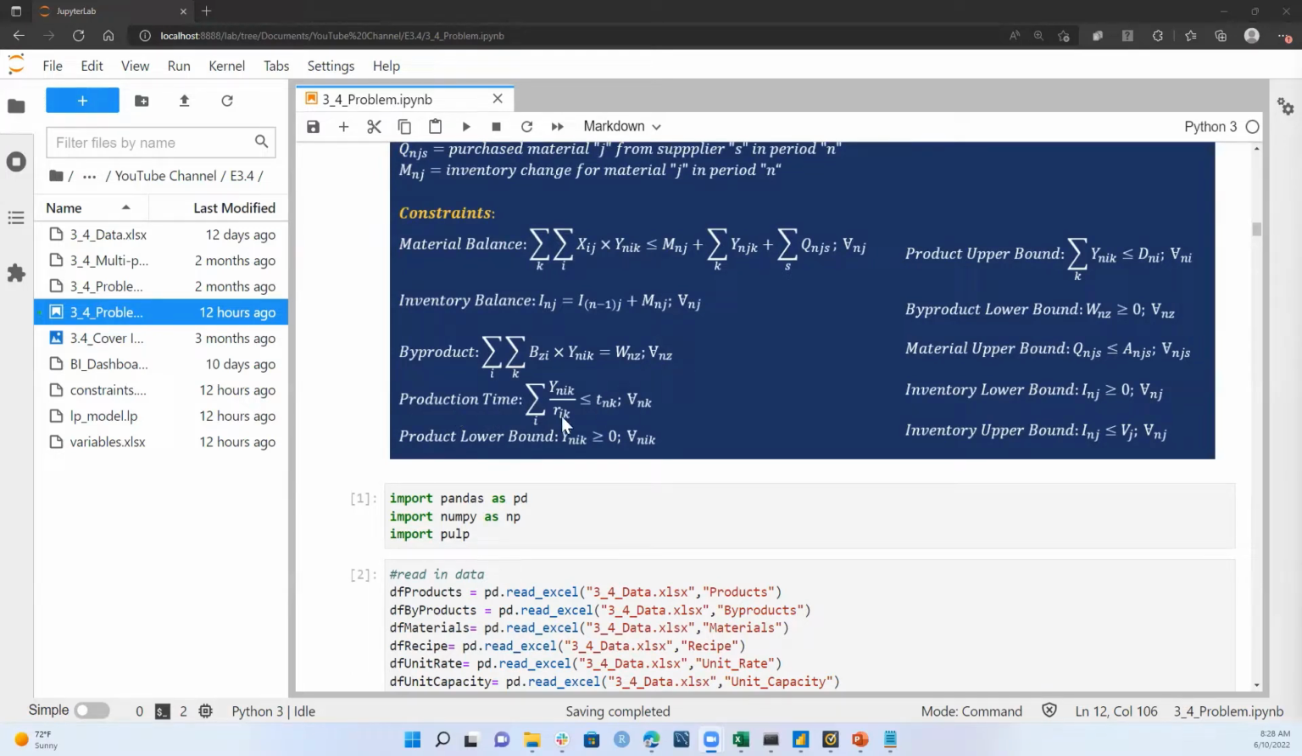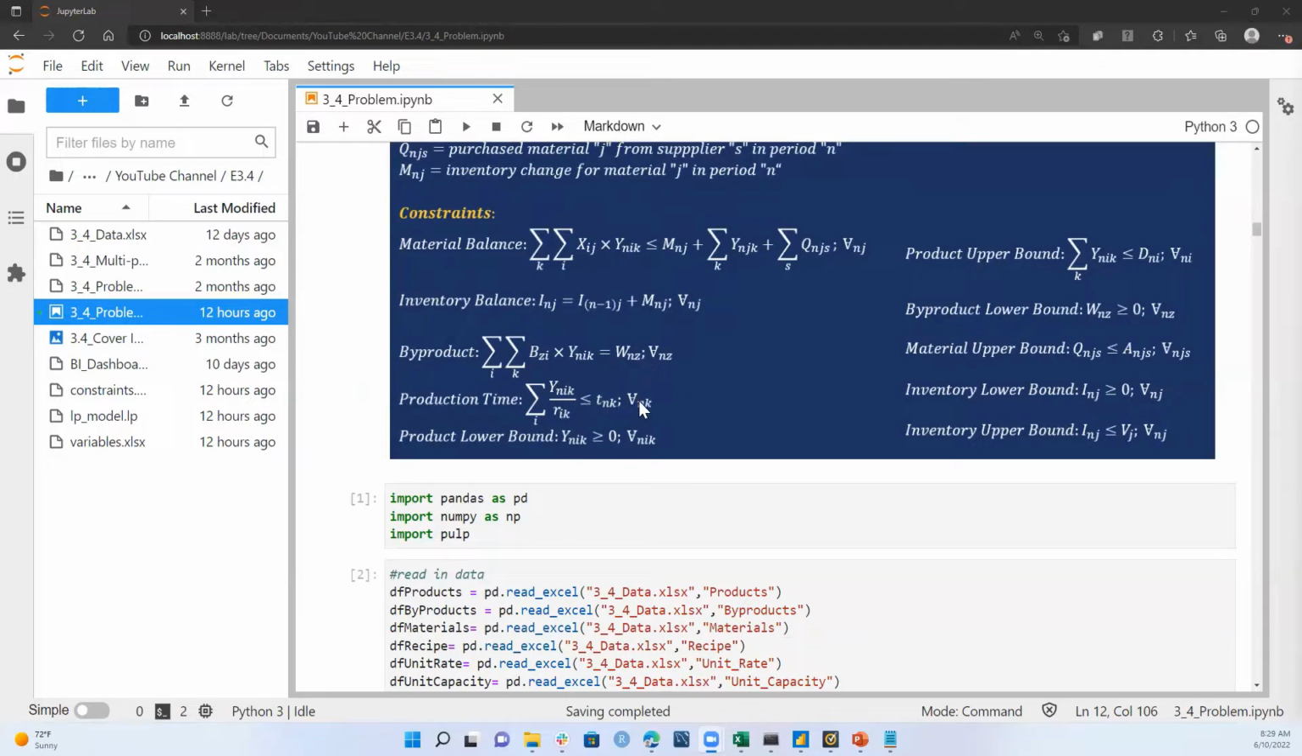For production time, we have Y sub NIK, the amount of product I made on machine K in period N, divided by R sub IK, the rate at which we can make product I on machine K. Dividing Y by R gives us the time that we use on that machine or process. Summed up across all our products, it has to be less than or equal to the time that we have available on our machine K in period N, T sub NK.